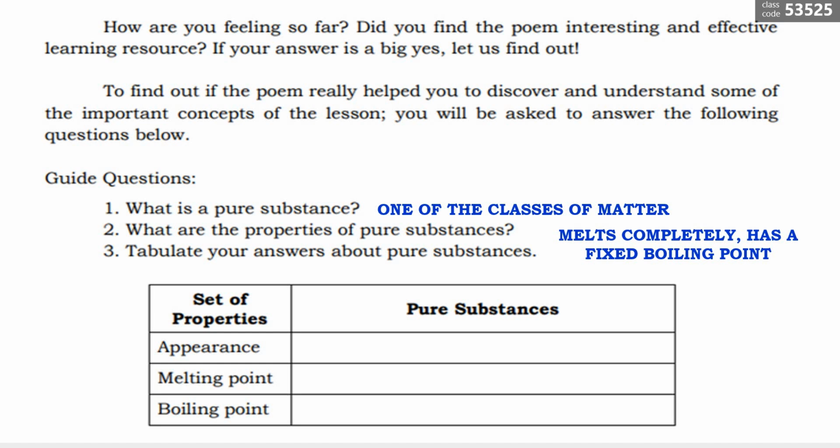You're given a table here with 2 columns. The first is the set of properties and the second is pure substances. So let's have the appearance. What do you think is the appearance of pure substances? It's homogeneous. That's correct. About the melting point: melts completely. That was true according to the poem. And about the boiling point: has a fixed boiling point. So very good. You can follow the directions using the poem. Okay, let's move on.